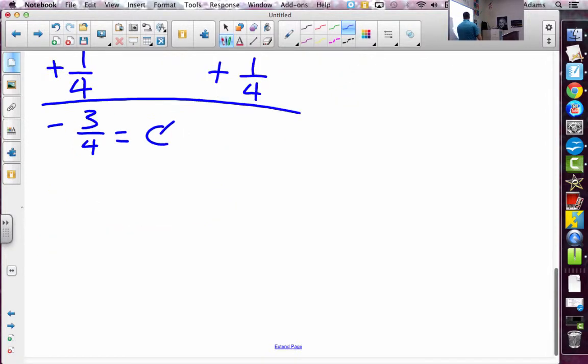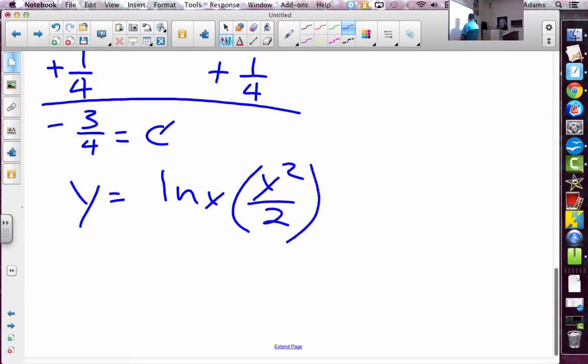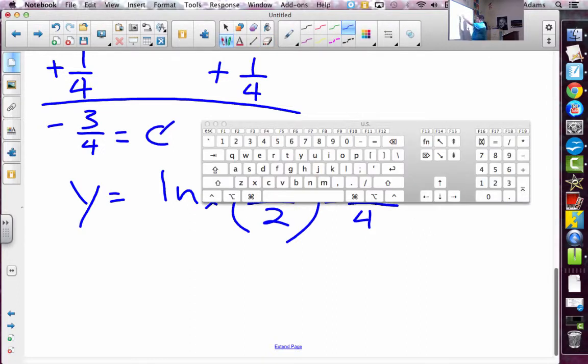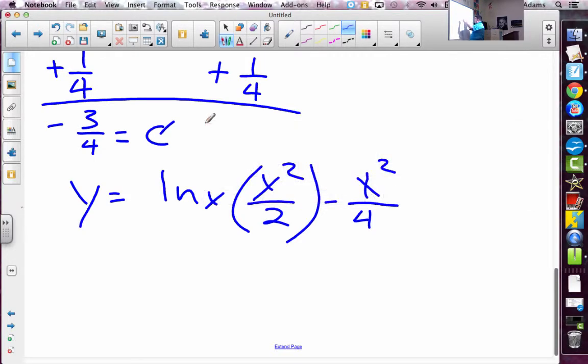So then my particular solution would be y is equal to the natural log of x times the quantity x squared over 2 minus x squared over 4. Well, it's actually minus 3/4. Oops. And that's it. That's your answer.